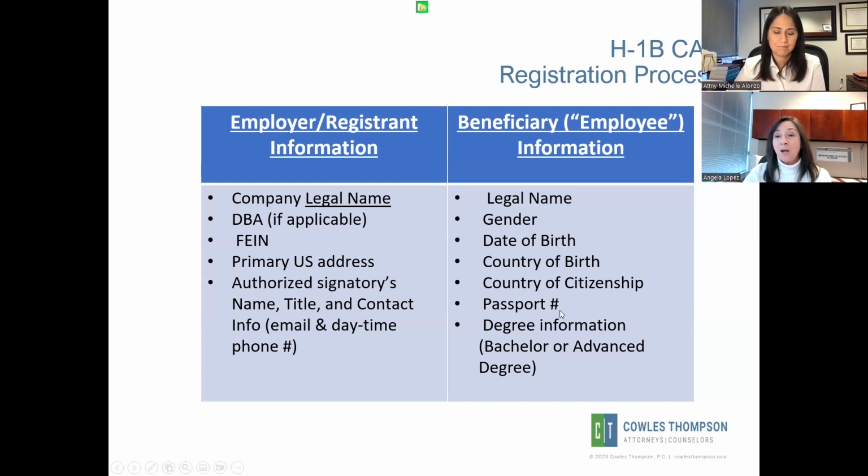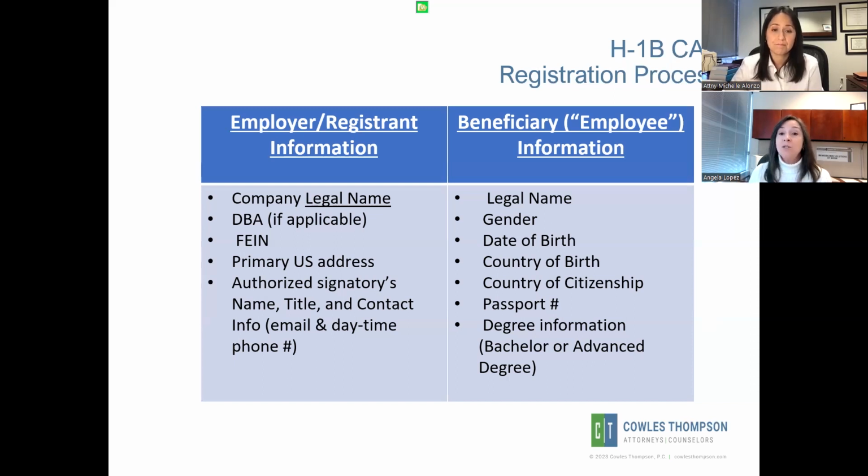And for your beneficiary, which Michelle mentioned, you cannot complete his or her information until March 1st. You will need the legal name. For this, we always ask people, take a look at the passport. Gender, date of birth, country of citizenship, passport. Is it the passport that you're going to be using when you file the H-1B petition that you need to be working with? And most importantly, the degree information.